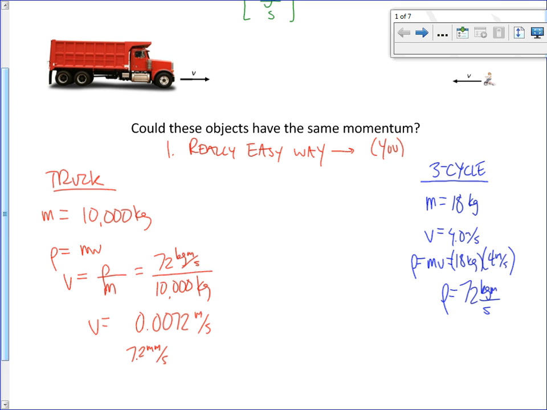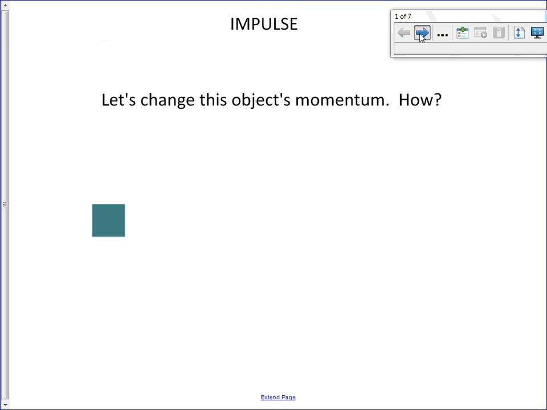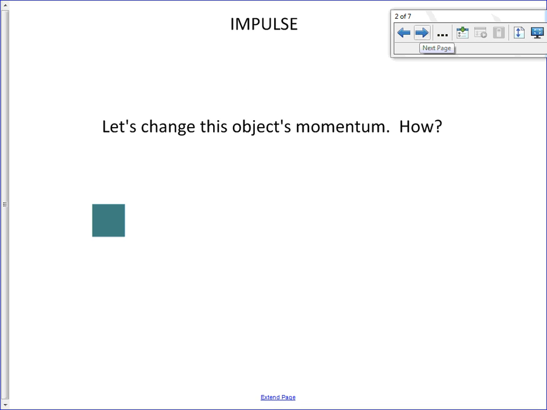But it's certainly possible for objects of different masses to have the same momentum. Like I said, there's an easier way. You tell me what that real straightforward, definite way to give them the same momentum is. Next, impulse. Now, impulse does have a real definition. An impulse, by definition, is a change in momentum.